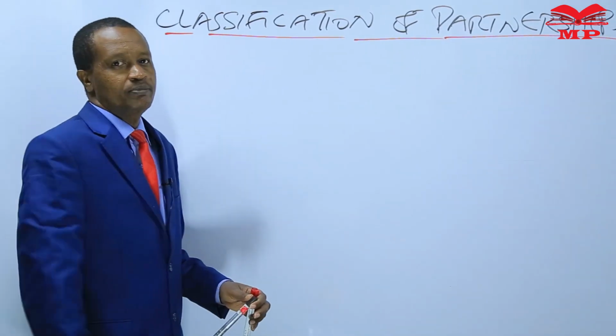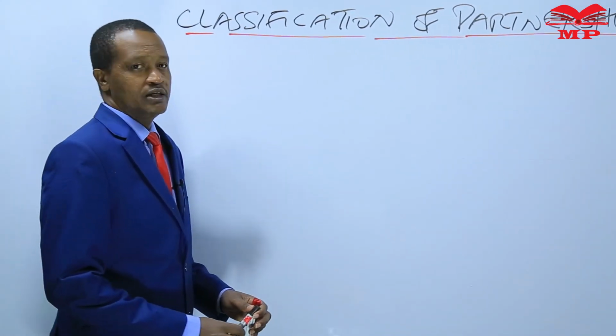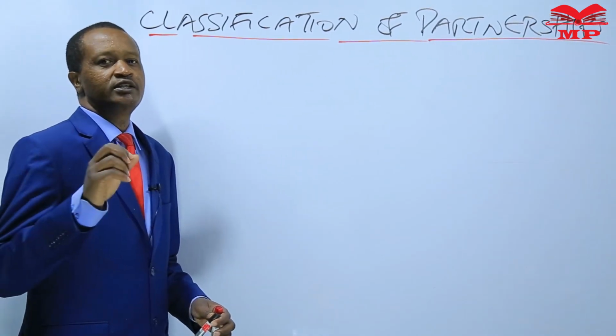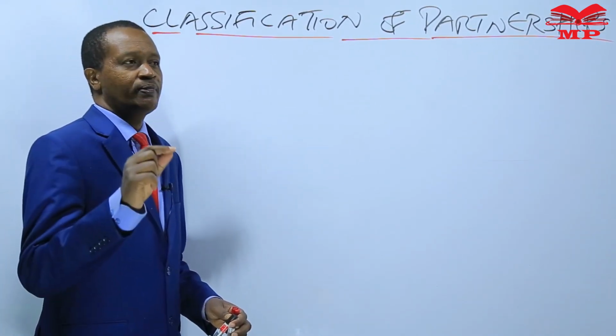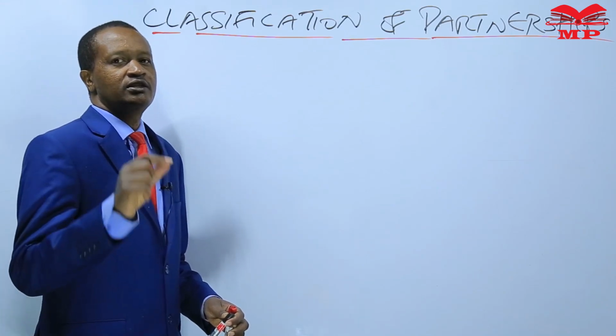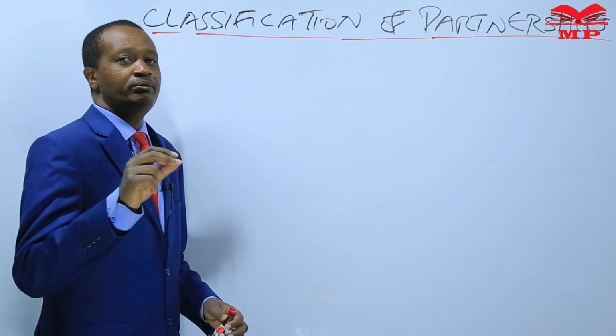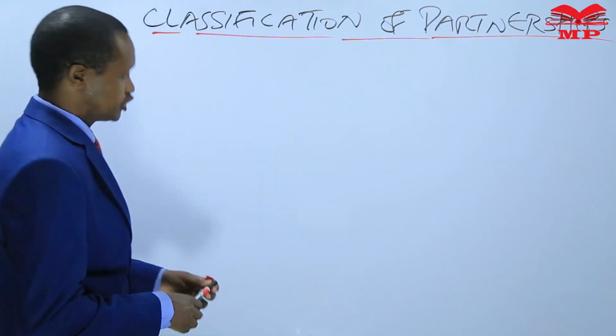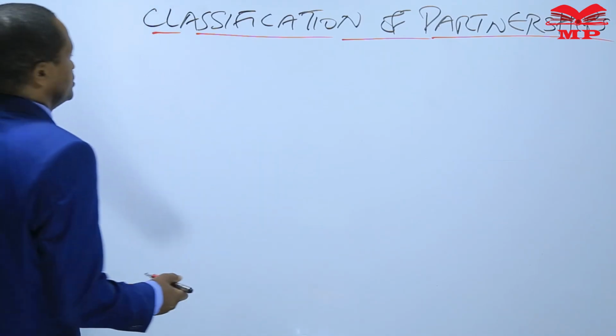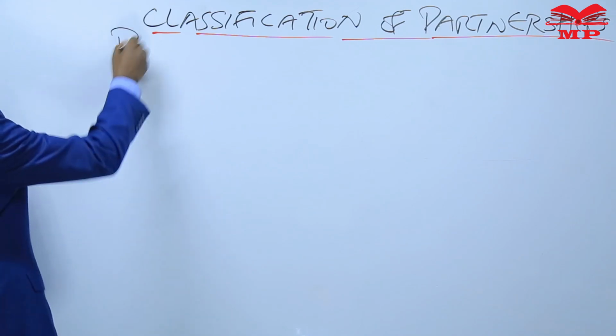Now, partnerships may be classified on the basis of three things. Number one, activity. Number two, liability. And number three, time duration.